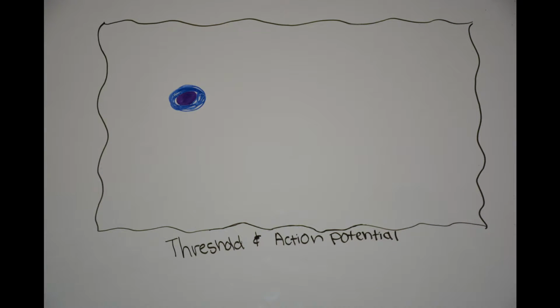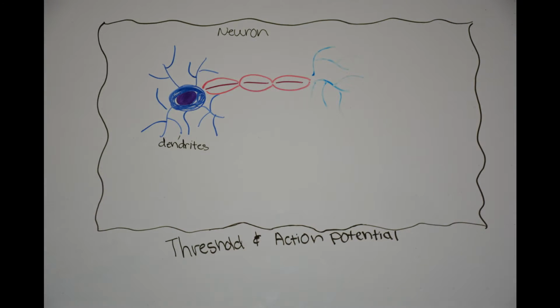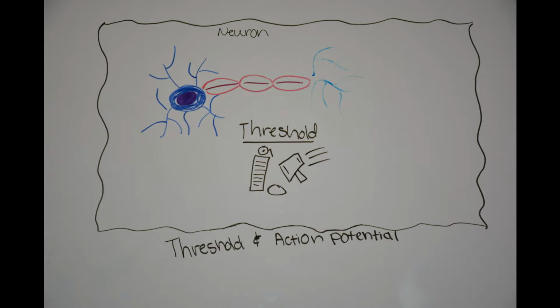Threshold and action potential. Threshold is the level of stimulation required to trigger a neural impulse. When you hit a target on a carnival game and hit it hard enough, it causes the bell to ring. Enough strength and you can make the level rise and be able to win.